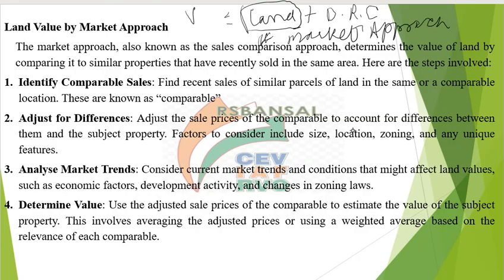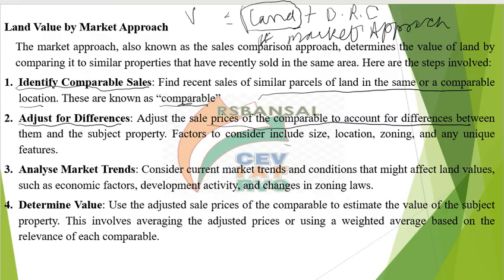In the market approach, what do we do? First, you identify comparable sales. You go for inspection of the property of which you have to do the valuation. You identify some comparables, that is, similar parcels of land in the same or comparable location. These are known as comparables. Then you may use any method for the market approach. First thing you have to do is adjust for differences: adjust the sale prices of the comparables to account for differences between them and the subject property.